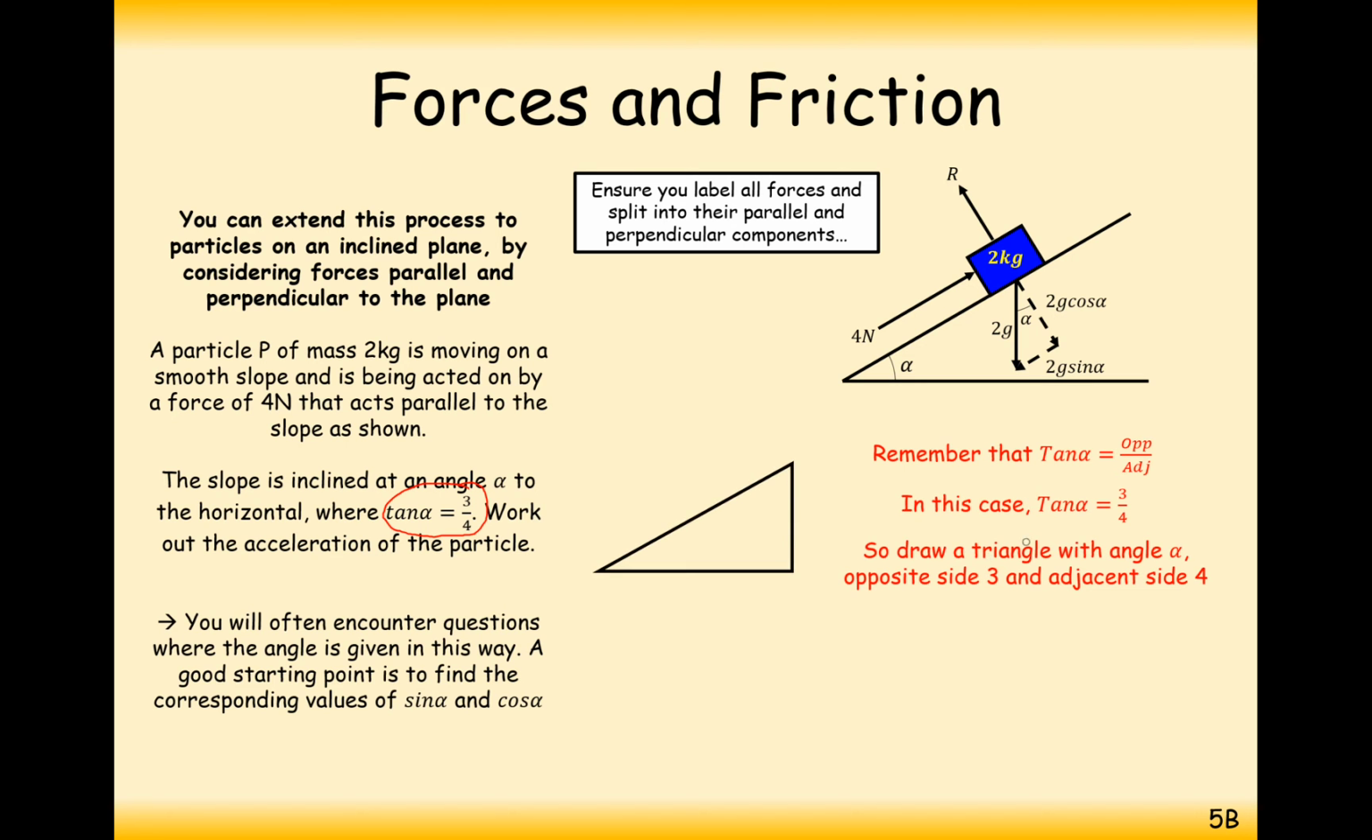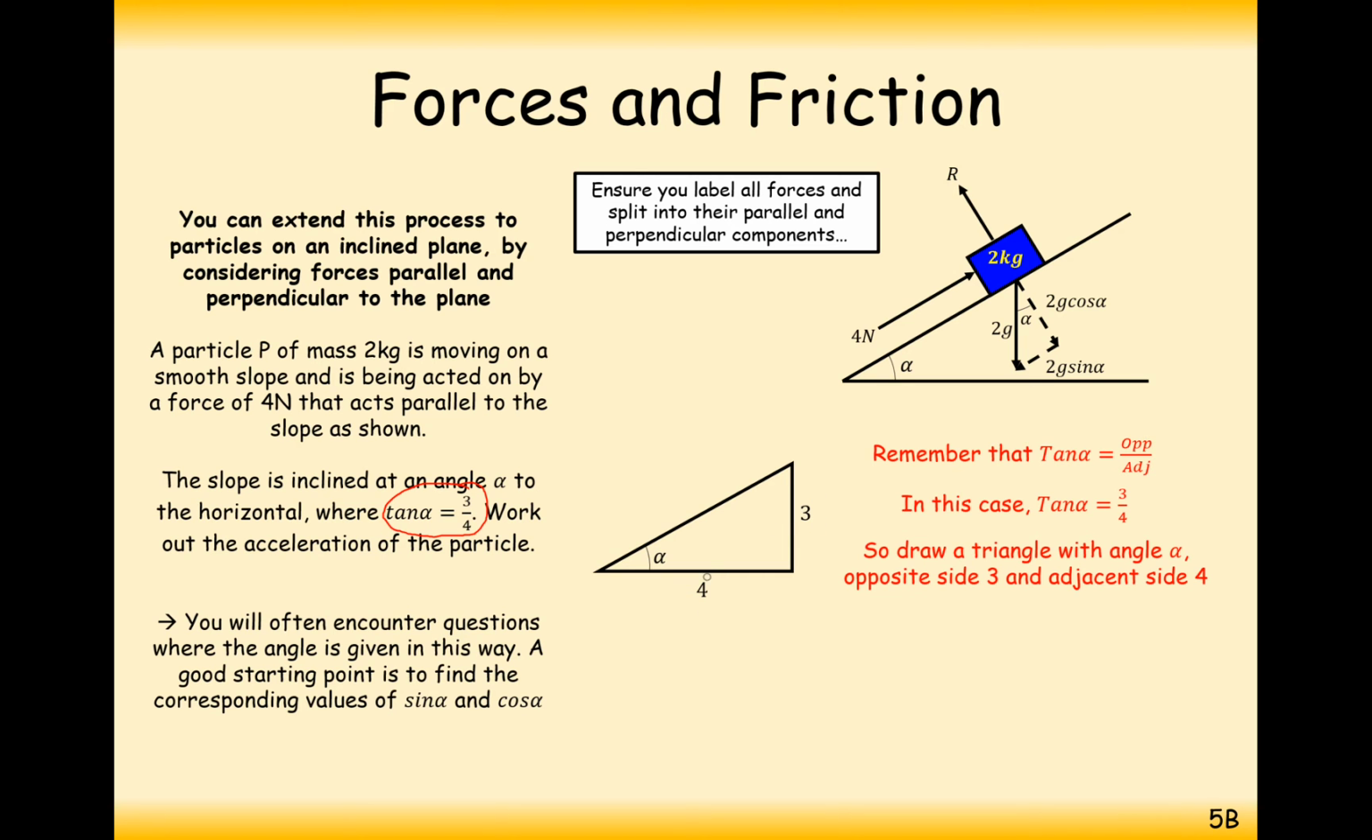So remember here that tan of anything, tan is opposite over adjacent, so the ratio of the opposite side to the adjacent side is in the ratio 3:4. So just drawing a little triangle at the side of your page, putting alpha in as the angle, we're going to have 3 on the opposite side and 4 on the adjacent side, because tan always measures the ratio between the opposite and the adjacent side.